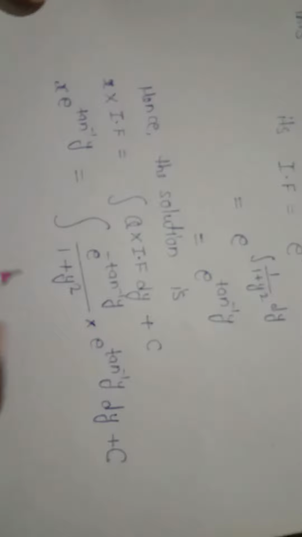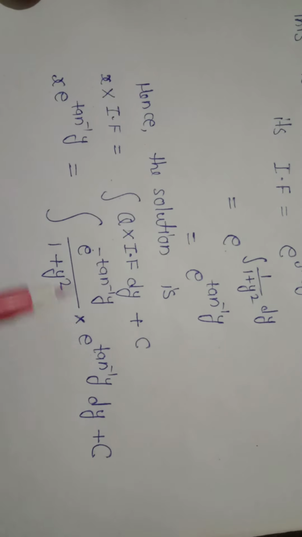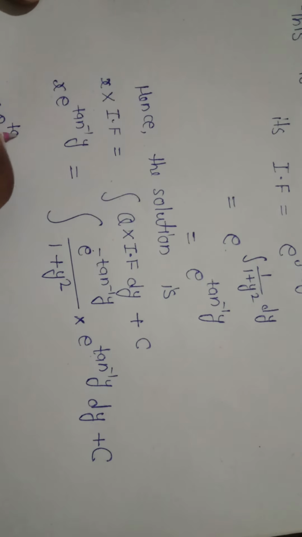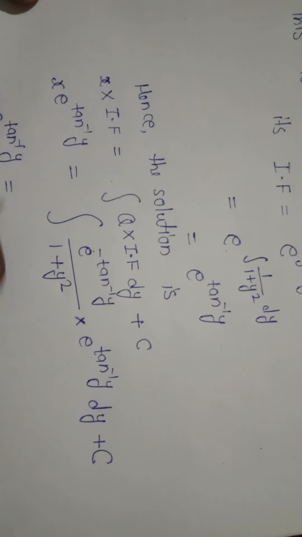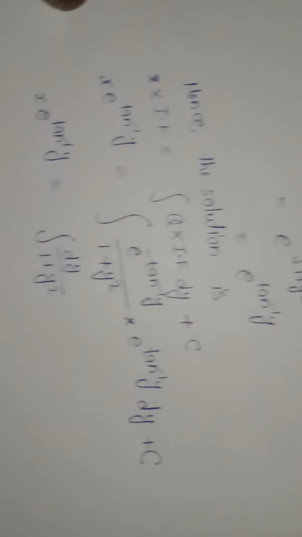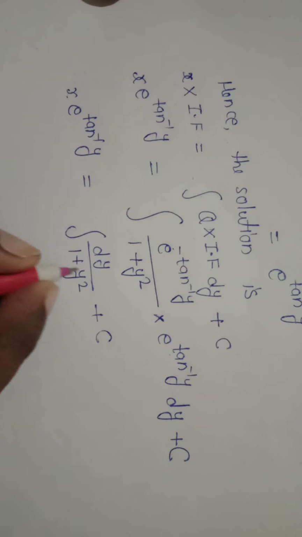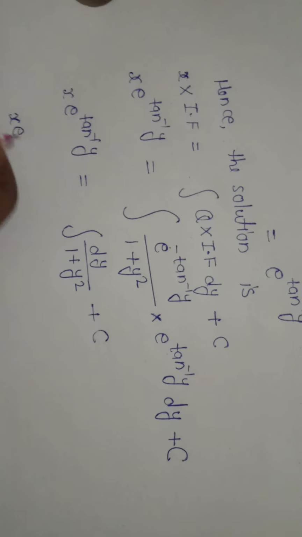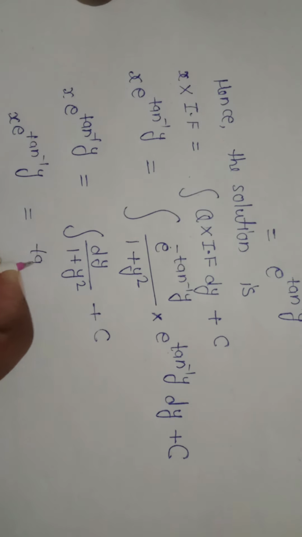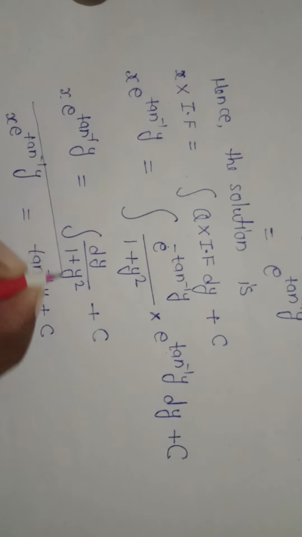You can see this is e raised to power minus tan inverse y and this is e raised to power tan inverse y. So both get cancelled and then we get x e raised to power tan inverse y is equal to integral of dy upon (1 plus y square) plus c. Now you know about the integration of this term. What is that? Tan inverse y plus c. So this is the solution for this differential equation.